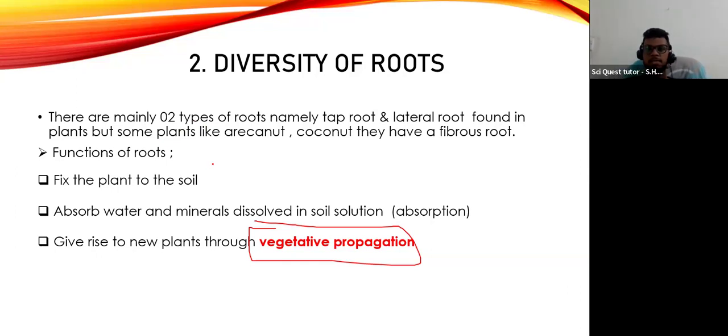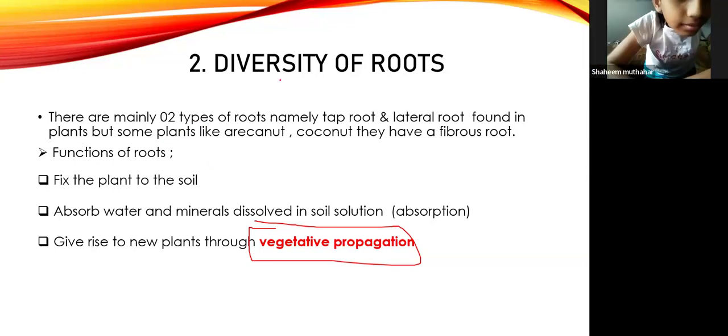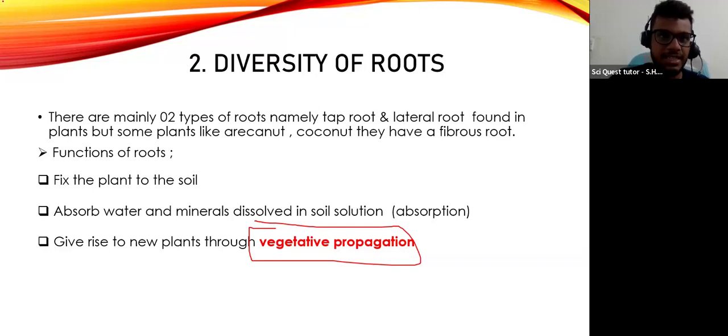Anyone can raise your hands. Give me an example of a plant which has lateral root, taproot, and fibrous root. All three types of roots are present. So Shahim, what is your answer? Tomato plant. No, it's not correct. Anyone?